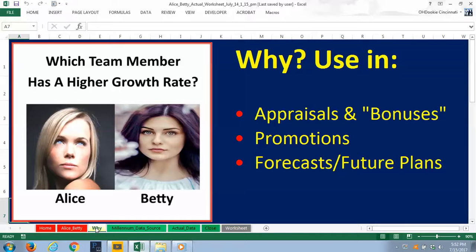One is to use it in the appraisals, that being monthly, quarterly, mid-year, annually, and then maybe also giving them bonuses and also other team members. You might want to use this information for comparing their promotional track of these two fine young ladies. Additionally, you would like to try to understand and utilize this information for their individual sales forecast as well as your overall business future plans.